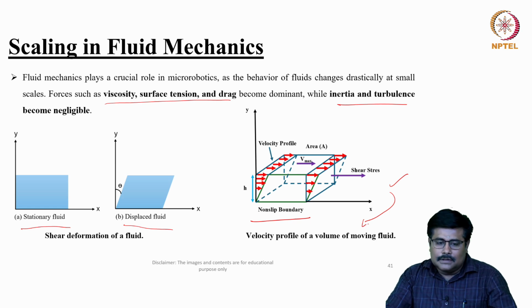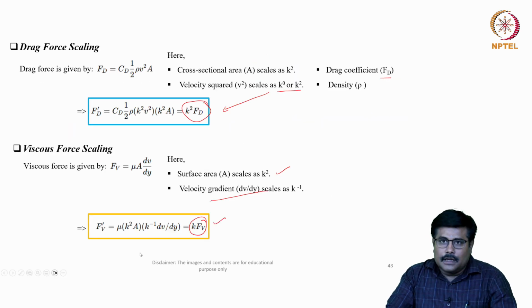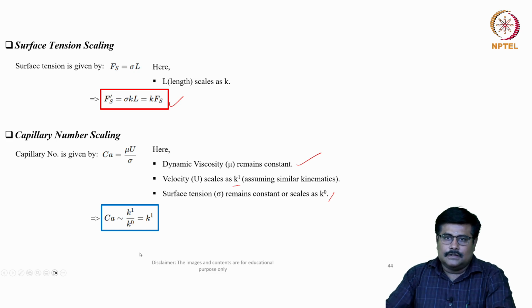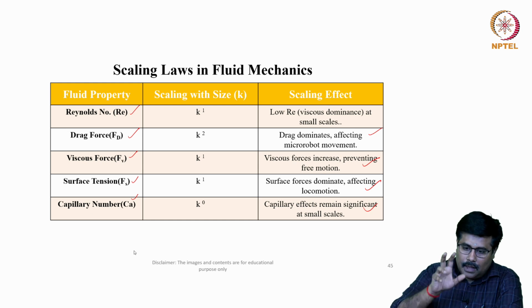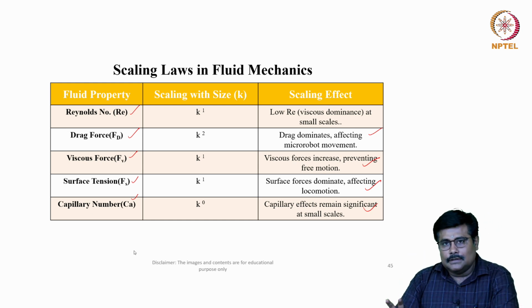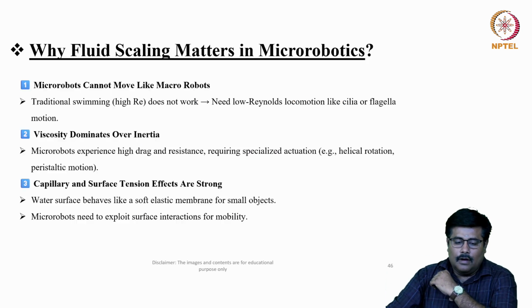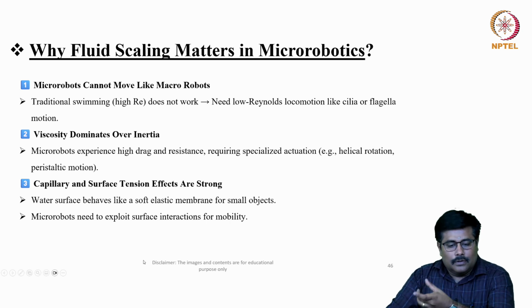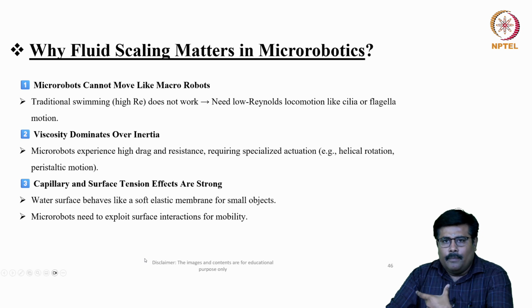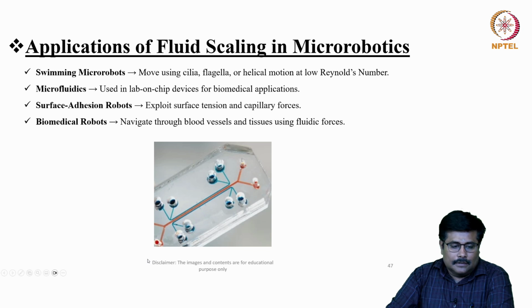There are different parameters that matter with respect to scaling and fluid mechanics: the influence of Reynolds number scaling, drag force scaling, viscous force scaling, surface tension scaling, and capillary number scaling. When we look into scaling laws in fluid mechanics, we have fluid properties scaling with size and space. With the scaling effect, we can appropriately interact with the fluid property. While fluid scaling matters in micro robots, different parameters dominate. For micro robots, unlike macro robots, viscosity dominates, along with capillary and surface tension effects.